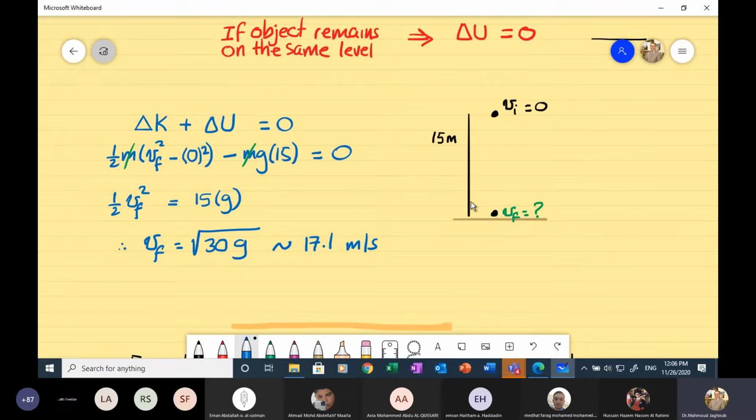You can do it using equations of motion. You take an origin and you take a positive direction for your vectors and so on. If you like, you can do it that way. But there is an alternative way now, which is easier, which is delta K plus delta U equals what? Equals 0. So this is one example. Let's have another example.